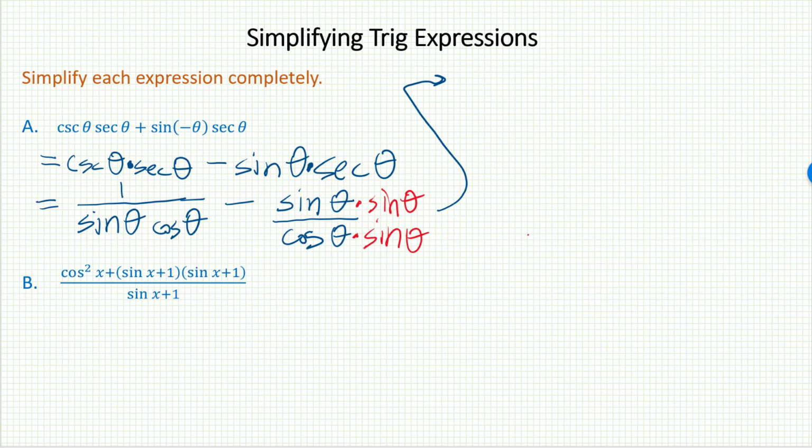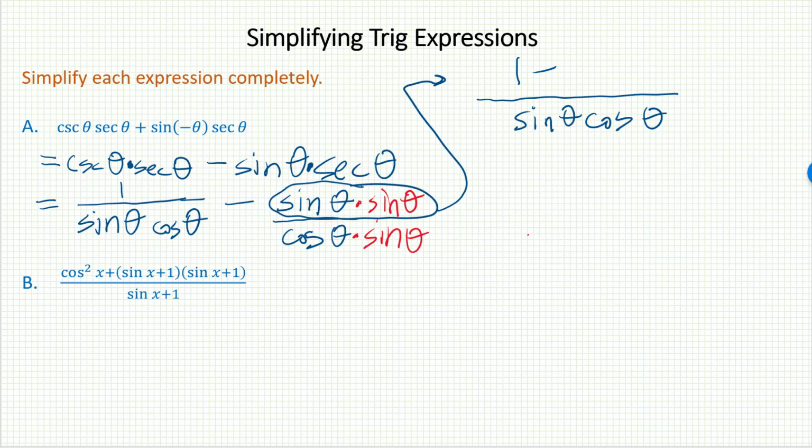How do you subtract fractions? Well, the denominator stays the same. That's just sine theta, cosine theta. And then you subtract the numerators. So 1 minus, and then what is sine theta times sine theta? It is sine squared theta.